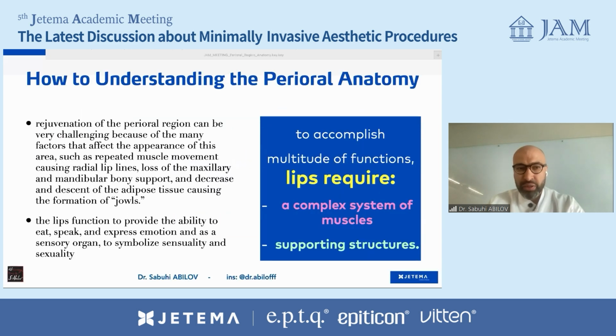Understanding the perioral anatomy is very difficult, because when we consider lip augmentation of a patient with age, we have to consider the structural anatomy. The rejuvenation of the perioral region can be very challenging because many factors affect the appearance of this area, such as repeated muscle movement, bone resorption, and decreasing of the fat volume. It influences the form of the lips and also the perioral region structure.